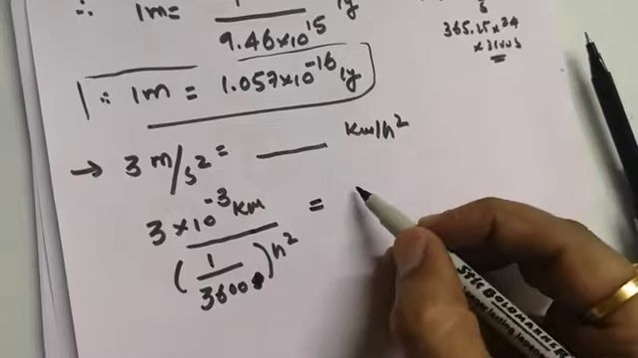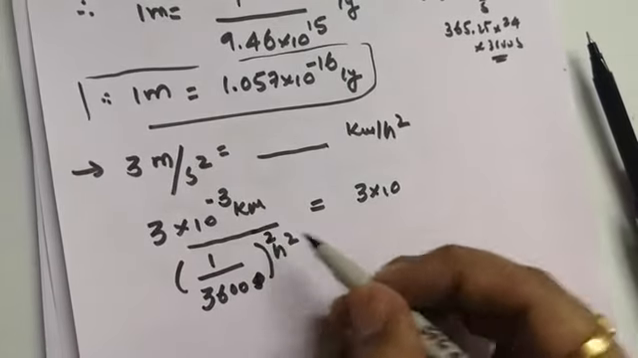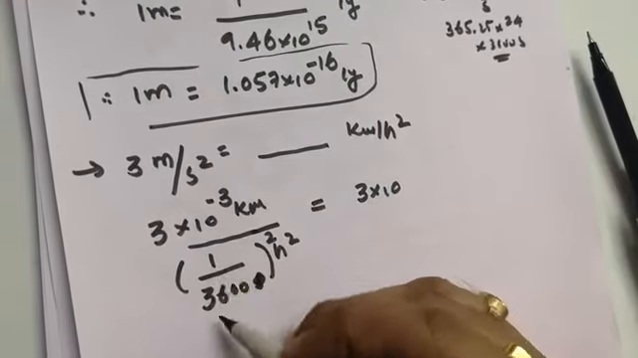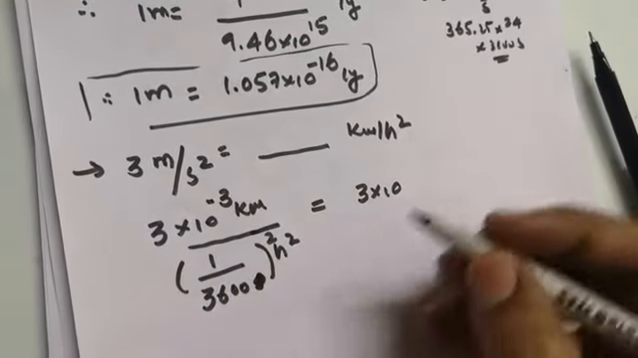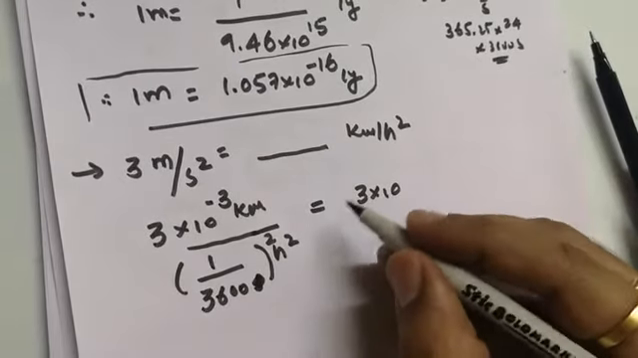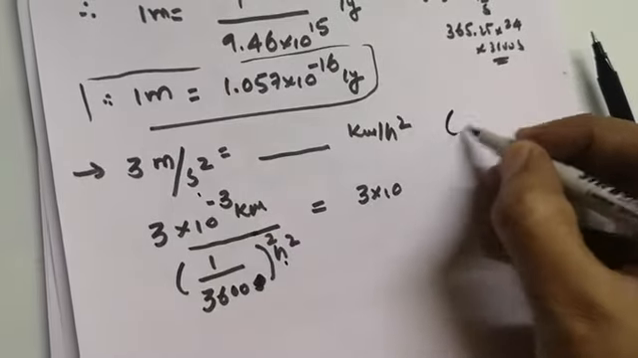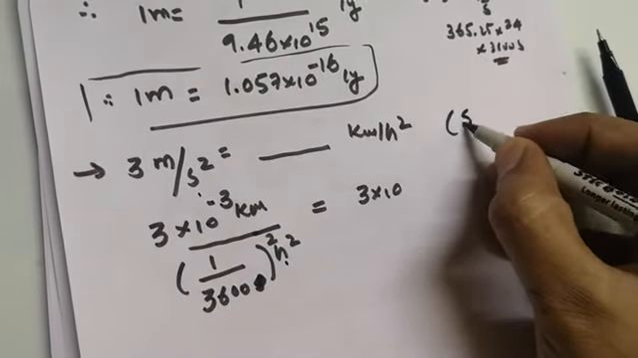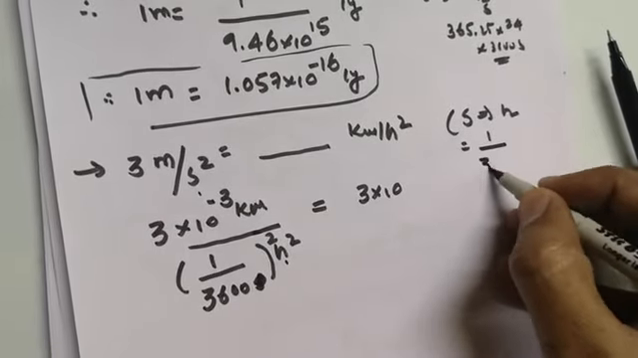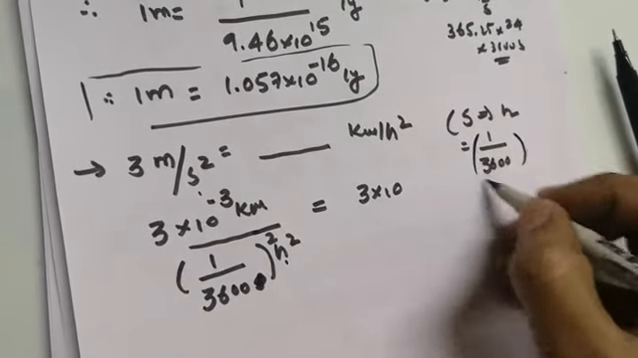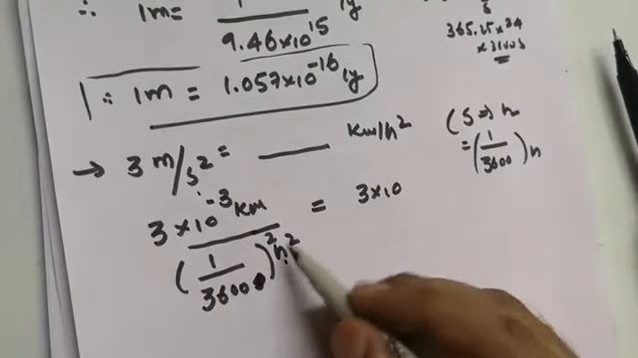So I can have 3, 10 to the power minus 3, and it's a square, so I am putting a square over here. That is 1 upon, this is the conversion. So 1 upon 3600 square, it is called hour square because they have mentioned second square. So I am mentioning that second to hour is 1 upon 3600 hours. So this is square, that is why I am putting square.